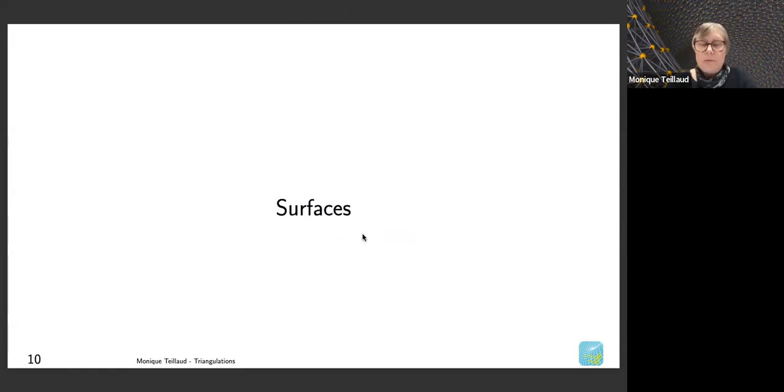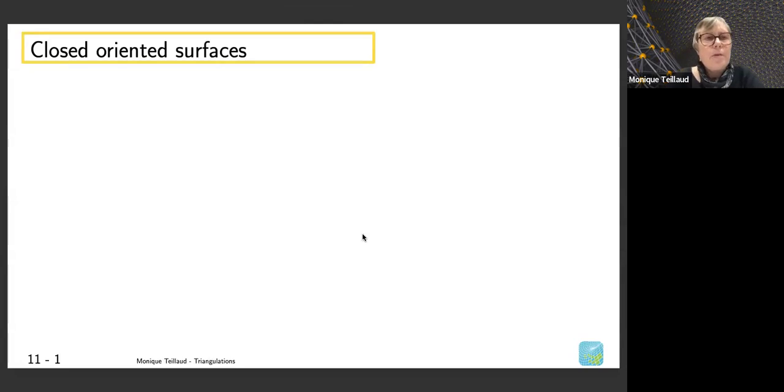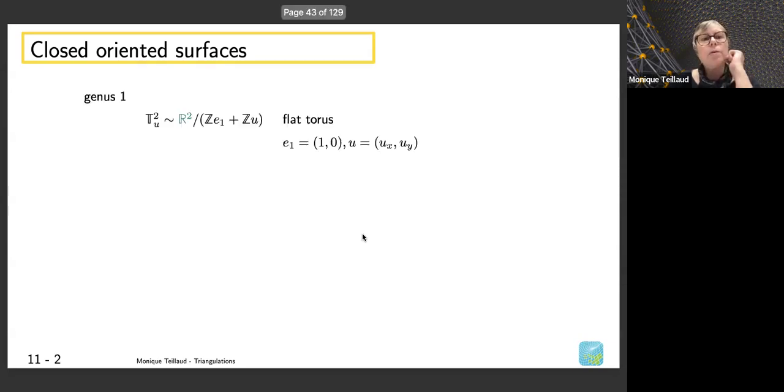Then I switch to a bit more tricky things to implement in practice, the case of surfaces. First, a few definitions and notation. We restrict to closed oriented surfaces. In genus 1, it's a flat torus that can be seen as the quotient of the Euclidean plane under the action of a group given by two translations.